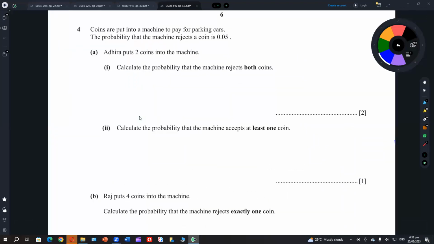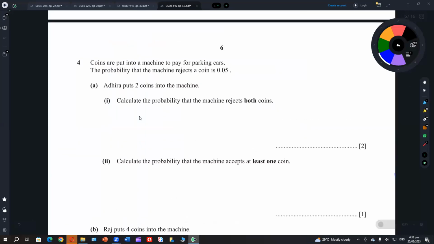Now, coins are put into a machine to pay for parking a car. The probability that the machine rejects a coin is 0.05. Adhera puts 2 coins into the machine. Calculate the probability that the machine rejects both the coins. Probability of rejection into rejection. So when you get a repetition, you write the same entry and multiply.